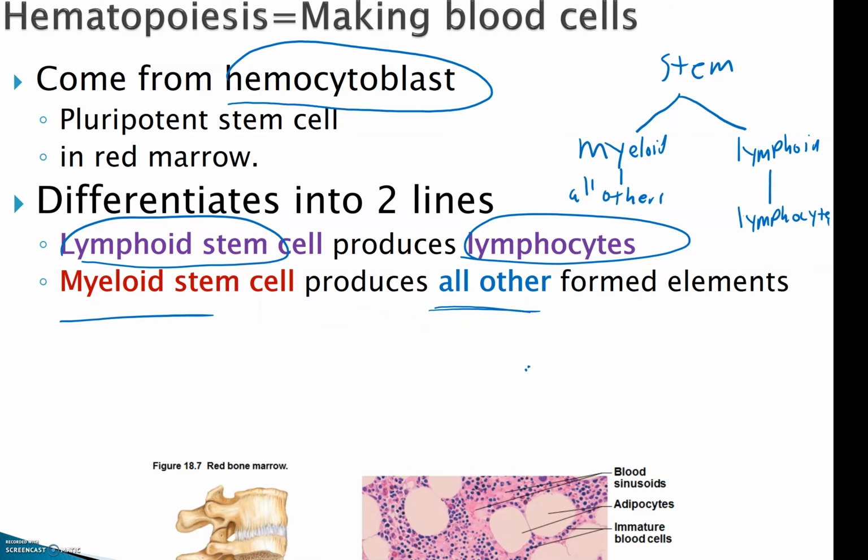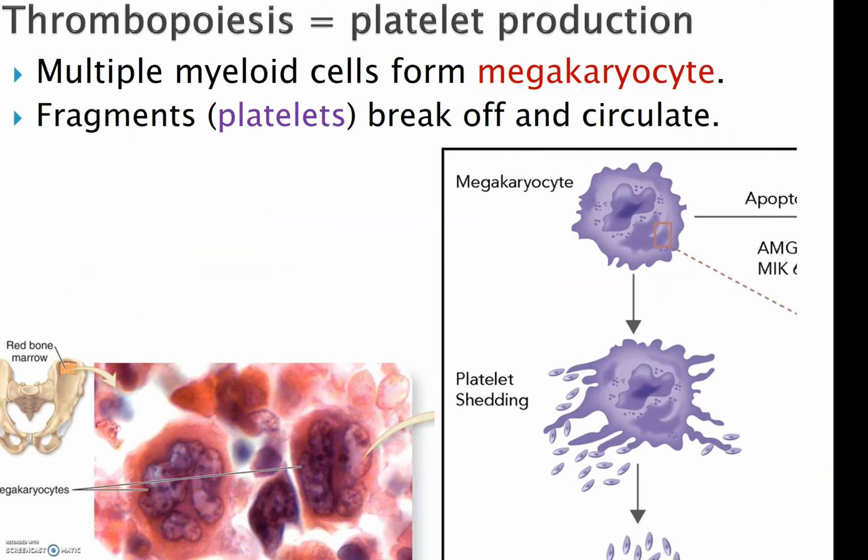So this question isn't that hard in the depth of field I'm going over. For the stem cells, the lymphoid stem cells make all lymphocytes. The myeloid stem cells make everything else. So thrombopoiesis is the production of thrombocytes. So thrombocyte, poiesis, making. They start out life as a megakaryocyte.